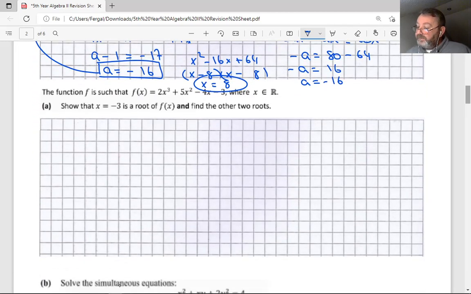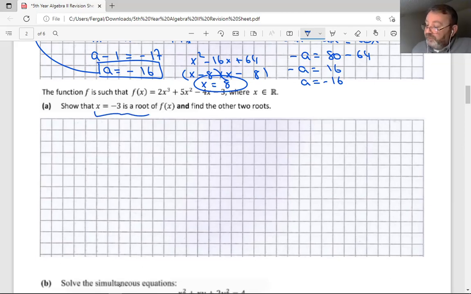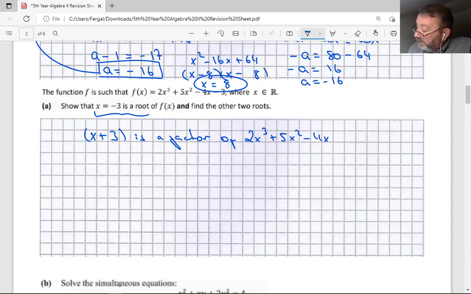Okay. The function f is such that f of x equals 2x cubed plus 5x squared minus 4x minus 3. Show that x equals minus 3 is a root. Which means, if you remember the factor theorem, that if x equals minus 3 is a root, then x plus 3 is a factor of 2x cubed plus 5x squared minus 4x minus 3.